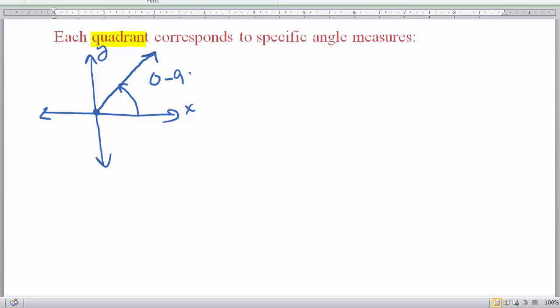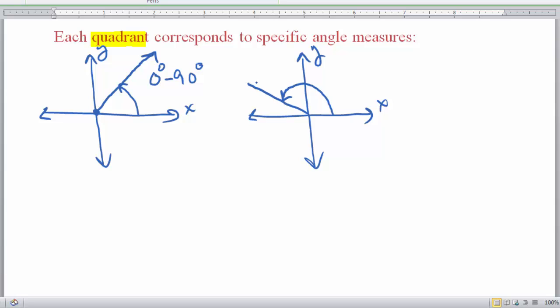So any angle in the first quadrant is going to be between 0 and 90 degrees, not including 0 degrees and 90 degrees, because those are right on the axes. Okay, so any angle between 0 and 90 degrees is going to be in the first quadrant. Now, if you're in the second quadrant, you've gone past 90, but you haven't gone as far as a straight angle, which would be 180. So any angle in the second quadrant here is going to be between 90 degrees and 180 degrees.